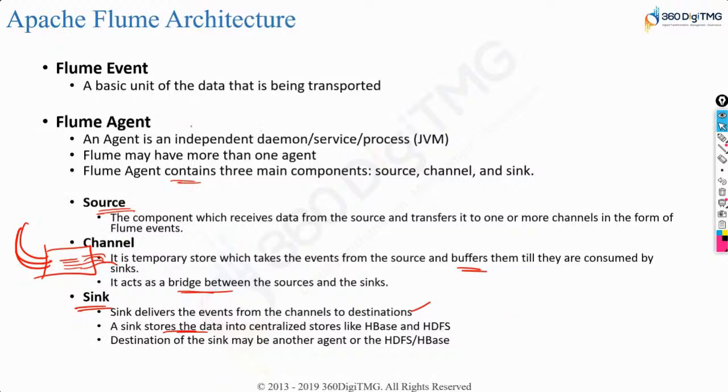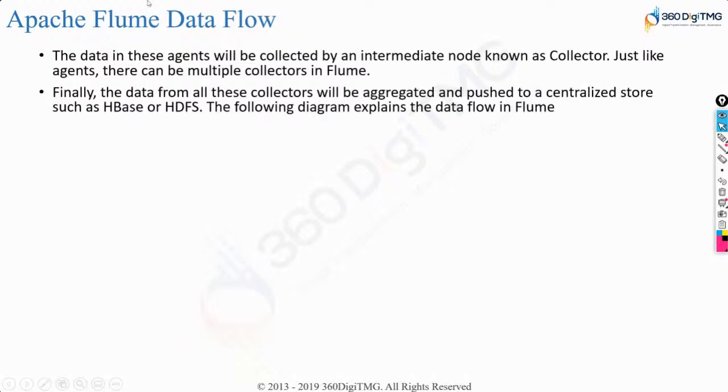Or you can have multiple agents. That's also something that we can talk about. So the sink can directly store it into the storage devices, or it can pass it to another agent. Because of this, we need to understand the data flow concepts. Here we have multiple data flows. For Apache Flume, the data flow can happen in multiple ways. Those multiple ways are what we're talking about now.